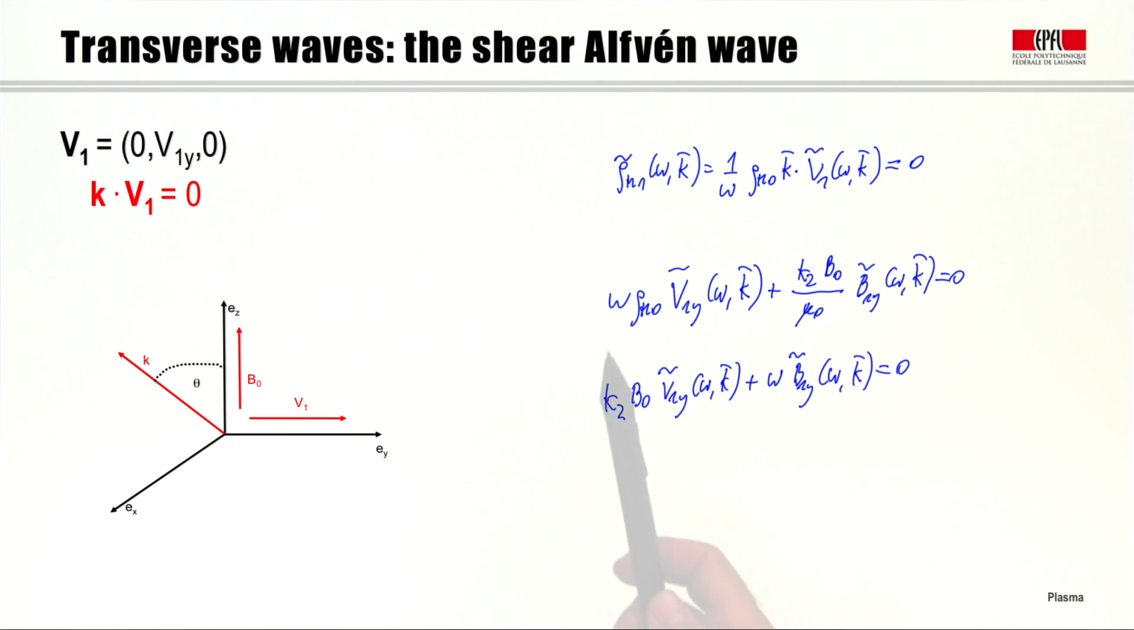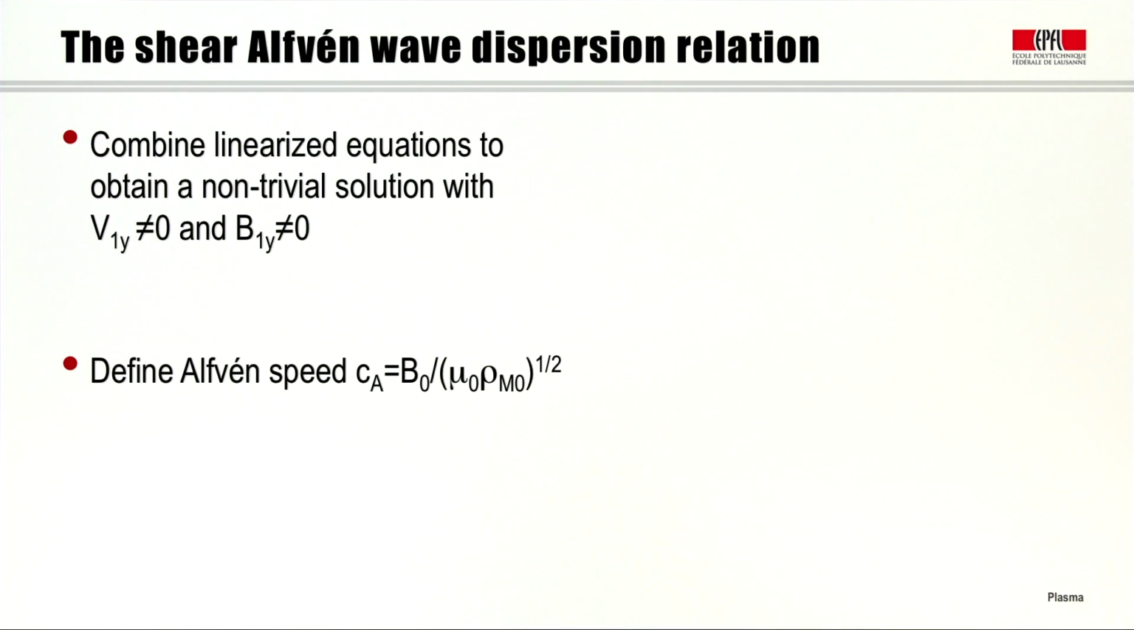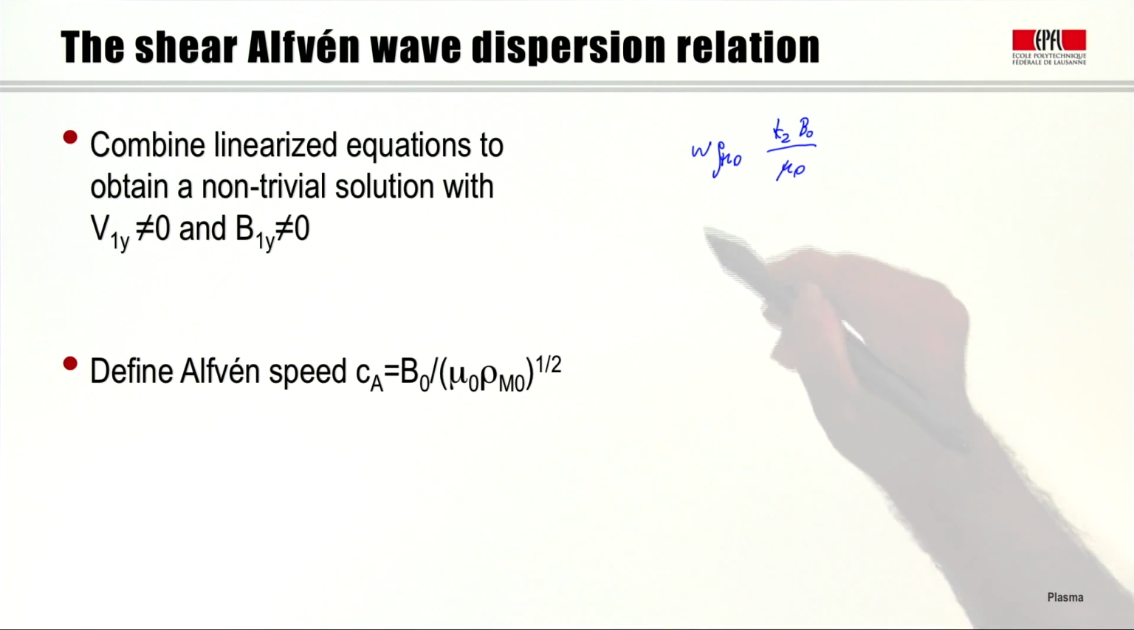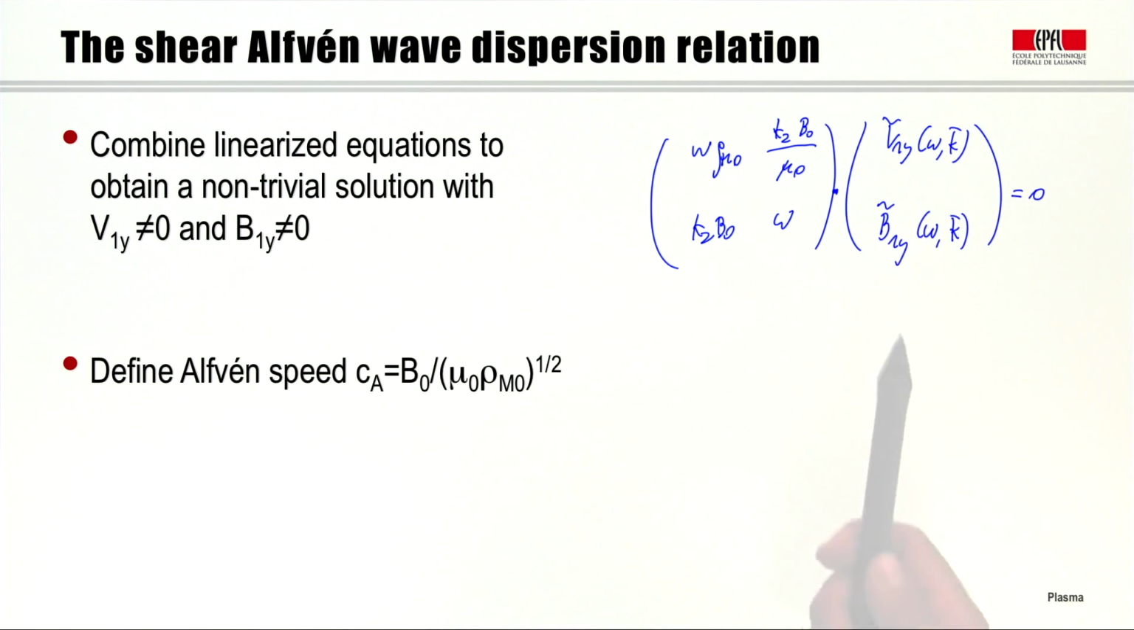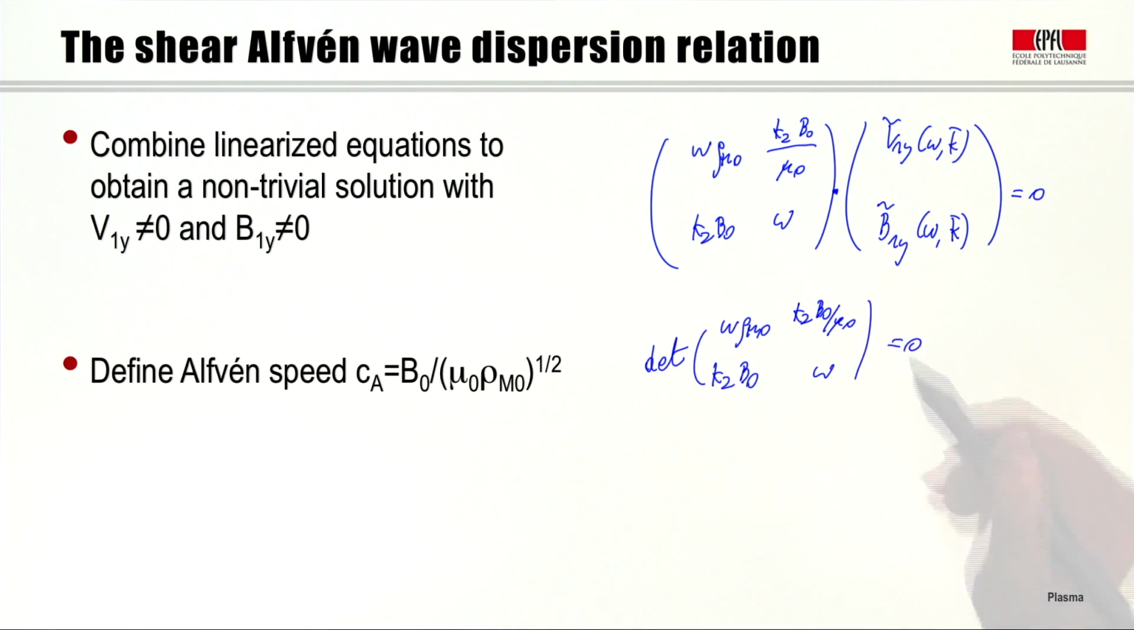So we end up with these two equations: ω ρm0 V1y tilde plus kz B0 over μ0 B1y tilde equals 0, and the second equation kz B0 V1y tilde plus ω B1y tilde equals 0. We can then combine these two linearized equations into a matrix form. Now we want to obtain a non-trivial solution which has B1y tilde and V1y tilde both not equal to 0. And we obtain this solution by taking the determinant of this 2 by 2 matrix to be equal to 0. And this leads to the dispersion relation for the shear Alfvén wave.